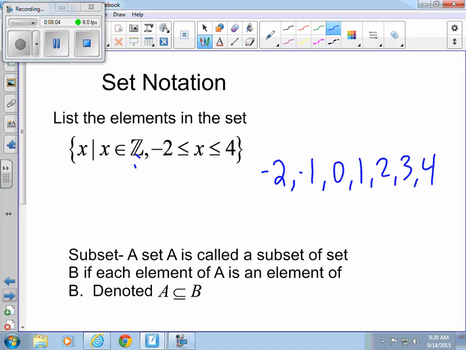I could have picked a different set of numbers here. Would it be beneficial to use this notation if I meant all the rational numbers? Would it be very difficult to write every rational number between -2 and 4? A fourth, a half, an eighth. Oh, we could go on all day. 16, 30 seconds. I would never want to list every rational number between 2 and 4. So that's where this notation is very helpful.